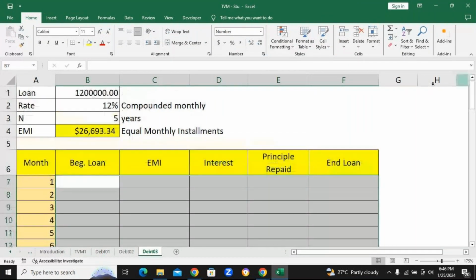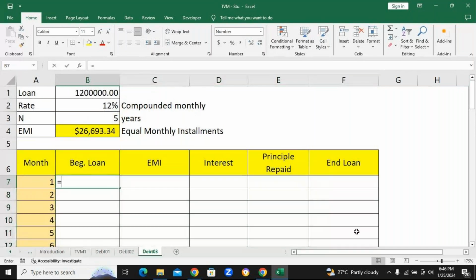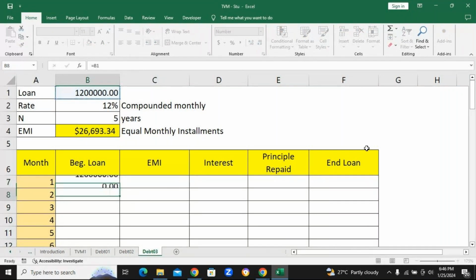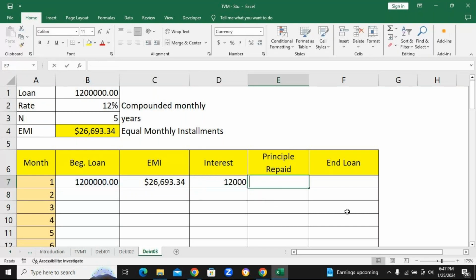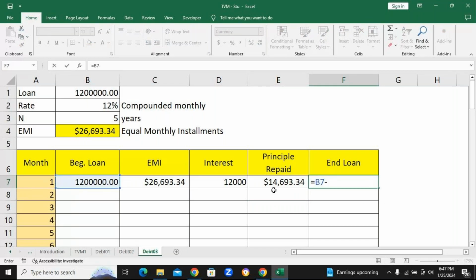So EMI, you understood how to calculate? Yes, ma'am. Beginning loan amount, I'll tell, equals 1,20,000. EMI equals whatever the EMI value is there, that one I'll take. Interest equals loan amount into interest rate of 12%. They are telling equal monthly installment, which means every month I'm supposed to pay. So 5 years means in a year I'm going to pay for 12 months. Then principal repaid equals EMI minus interest. The end loan equals 1,20,000 minus principal repaid.